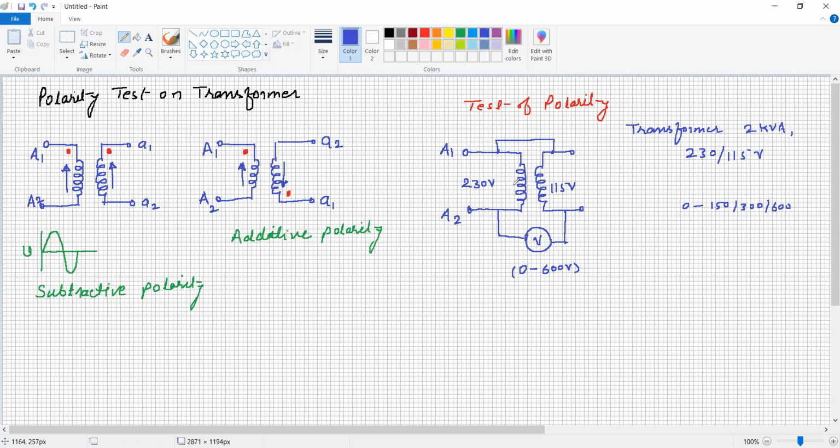Now, if this terminal and this terminal are of the same polarity, say for example this condition, if these two terminals are the same, so what will happen? The voltmeter will measure V1 minus V2, where this is V1 and this is V2. If the voltmeter reading is equal to V1 minus V2, it is called subtractive polarity.